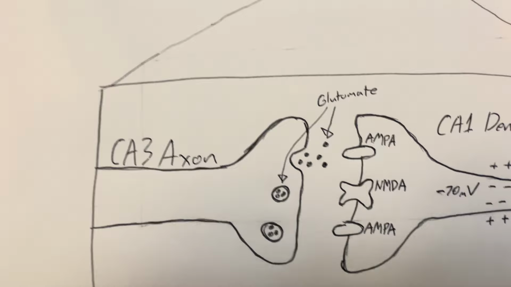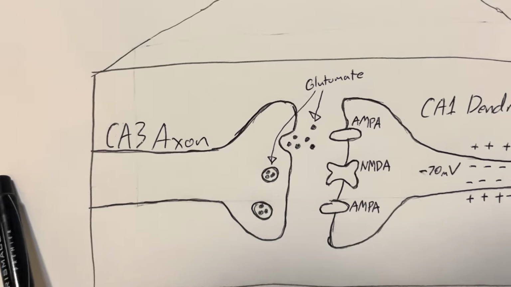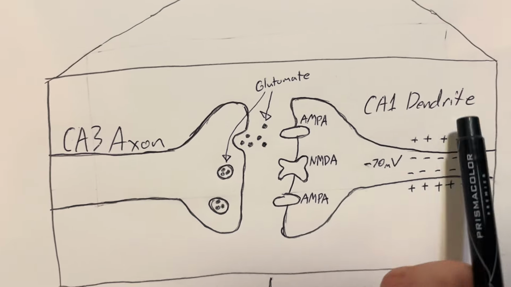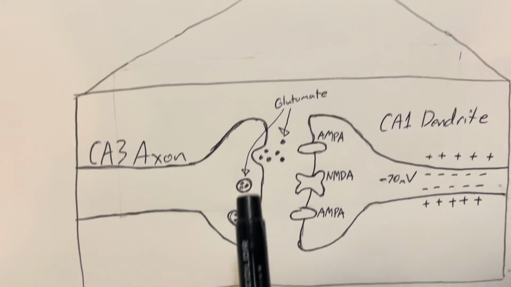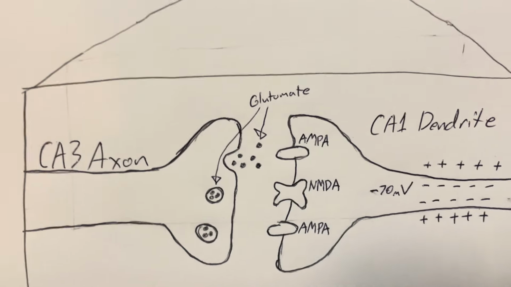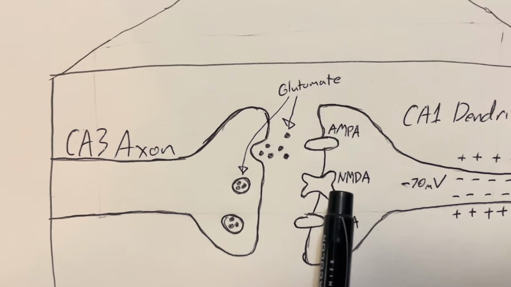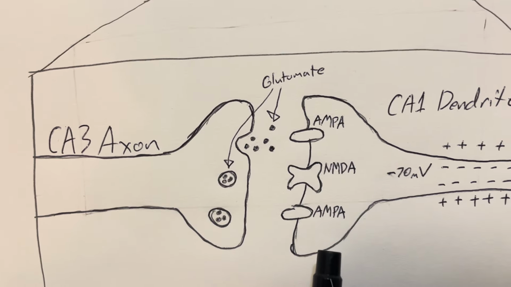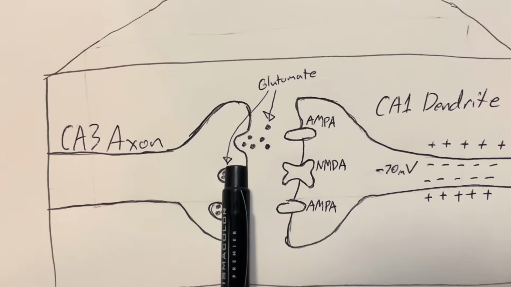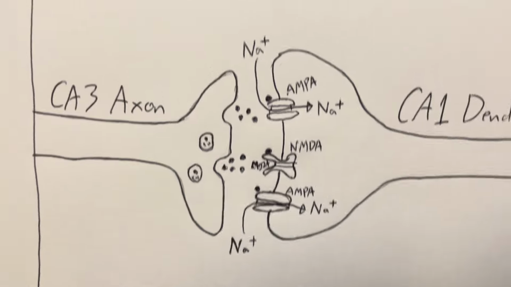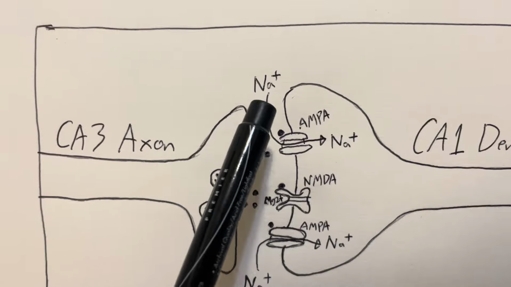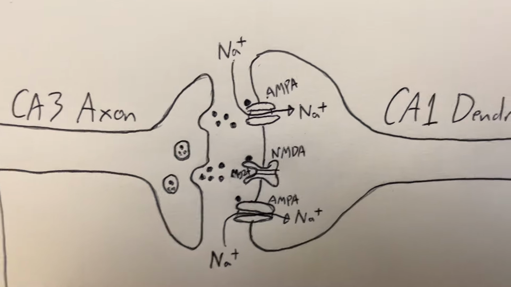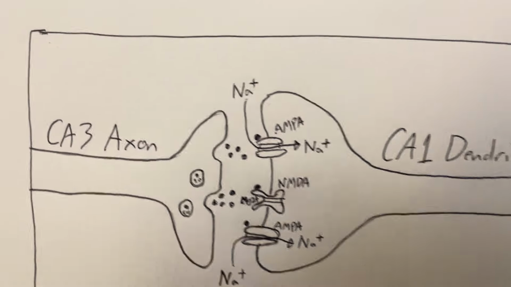We see that the medium through which action potentials that go down the CA3 axon are translated to signals in the CA1 neuron is via glutamate. It's an excitatory neurotransmitter that can bind to these two different types of receptors. They're ionotropic receptors, NMDA and AMPA. And you see down here that glutamate binds AMPA. It allows sodium ions in because it's an ionotropic receptor.